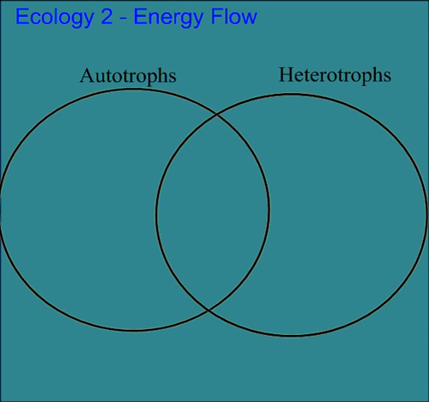Let's start by reviewing a concept we learned in the last video, autotrophs and heterotrophs. Let's compare and contrast them. How are they the same? How are they different? In the middle, we write down things that are the same. Well, all autotrophs and heterotrophs are living things, and they're made up of cells. And those cells need food. They need energy. They need fuel.